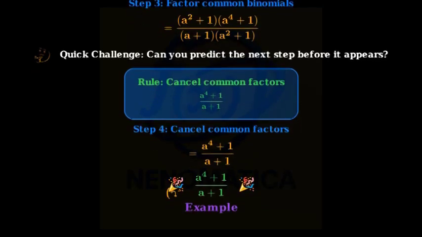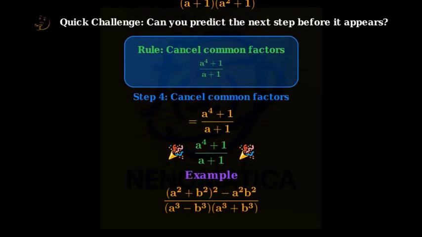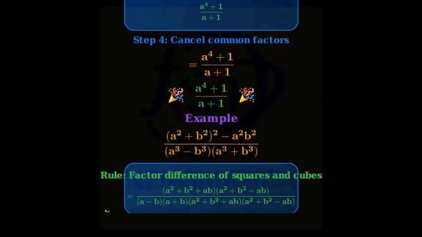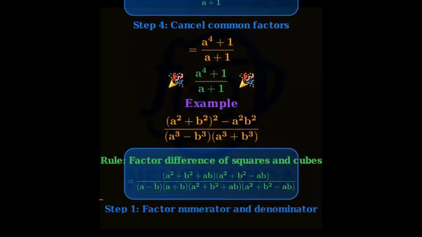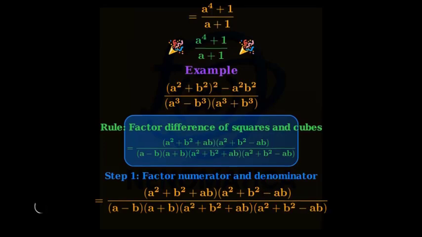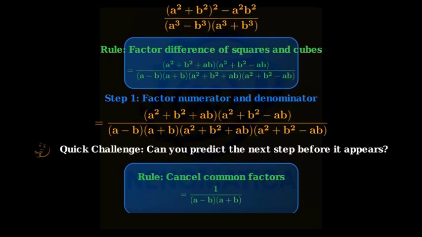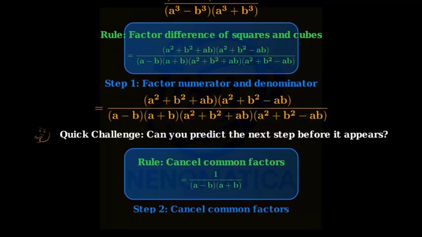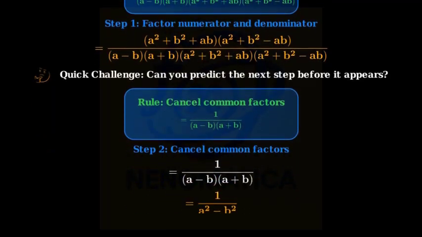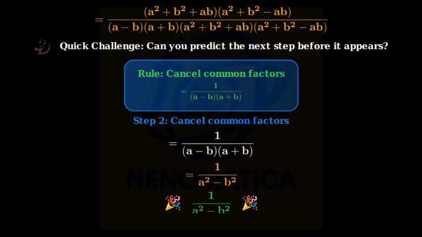Now, example 2. We again display the problem in bold orange, then apply difference of squares and cubes factorization, followed by cancellation. Step 1. Factor difference of squares in the numerator and factor sum and difference of cubes in the denominator, exactly as shown. Step 2. Cancel common factors. This reduces to 1 divided by the product of a minus b and a plus b, which then equals 1 over a squared minus b squared.